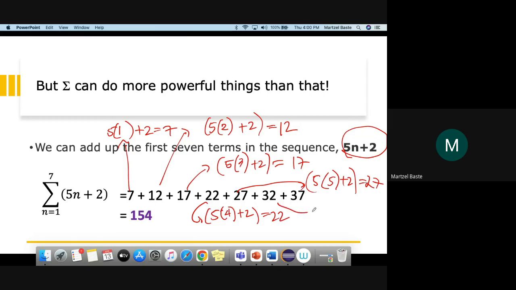So 32, I'll continue it, sir, so that it won't be confusing. 5 times 6 is 30 plus 2. The result is 32. And then for 37, 5 times 7, okay, because this is the upper limit. 35 plus 2, 37. So you will add 7, 12, 17, 22, 27, 32, and 37.